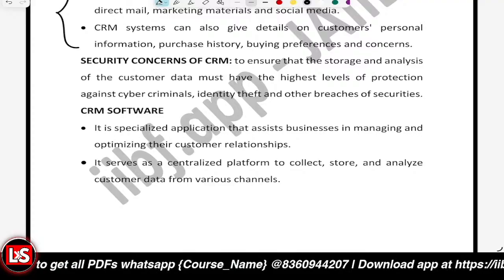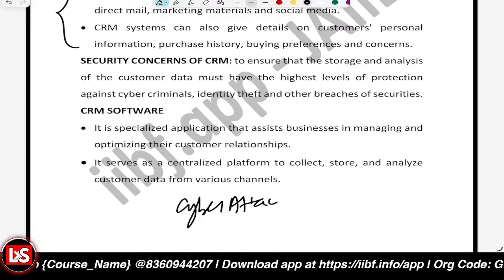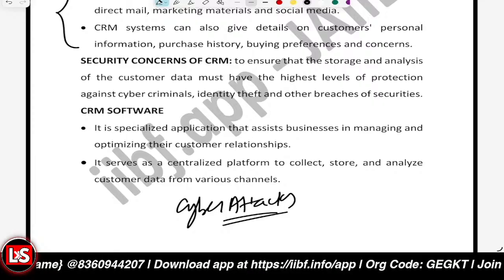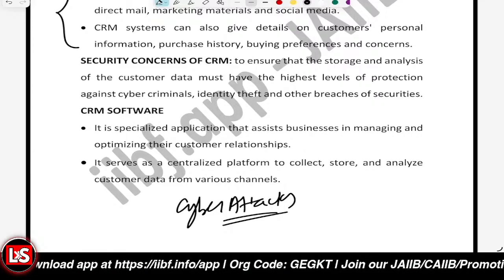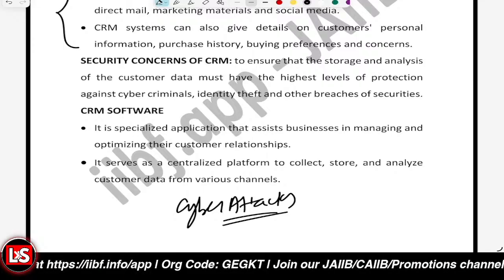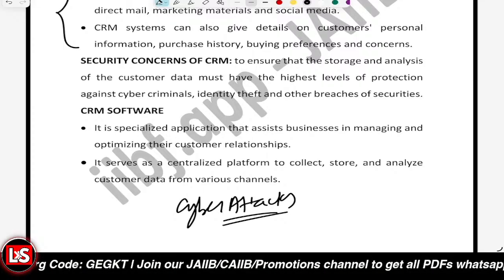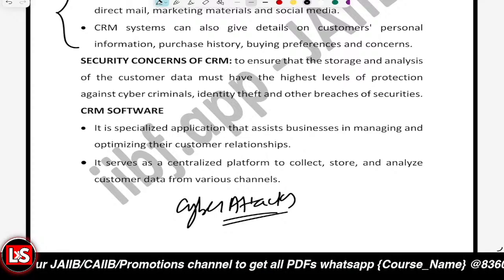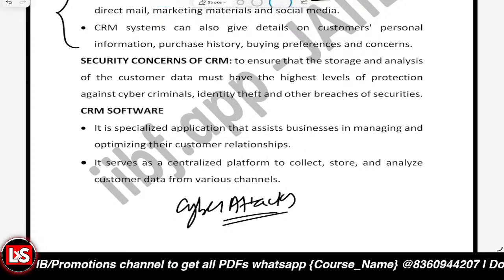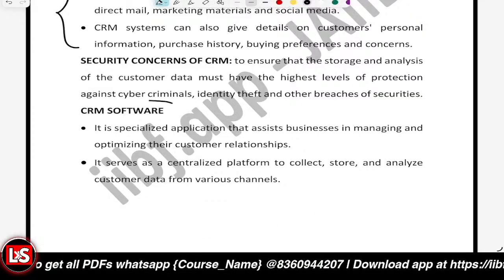It could be the case that there are cyber attacks, and you have to tackle those cyber attacks also, like unauthorized access to the customer data through hacking or malware. Or it could be identity theft, like misuse of the personal information or the financial information of the customer. Or it could be leakage of the data, like the leakage of confidential information, or unauthorized access could be there, or it could be anything. So that's about it.